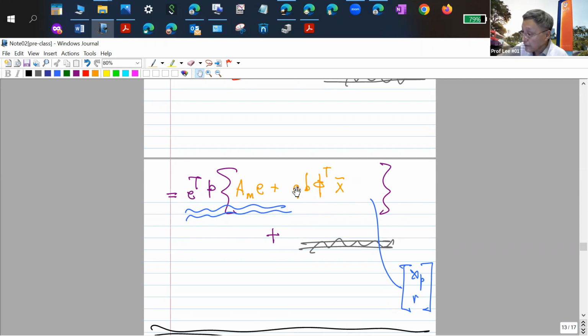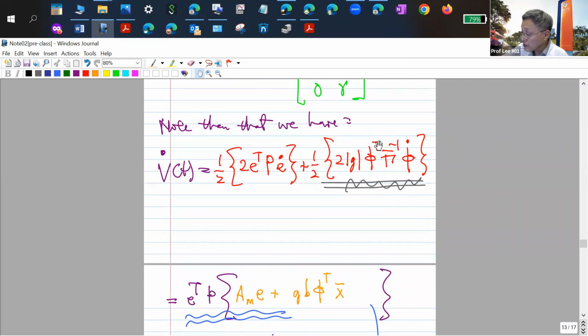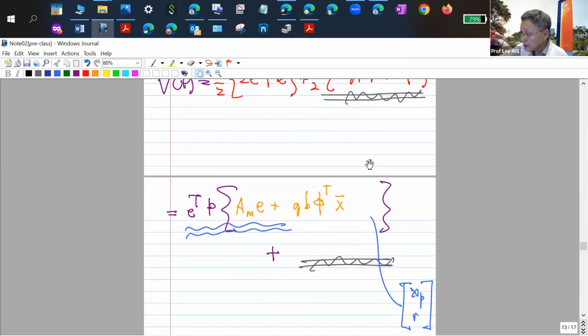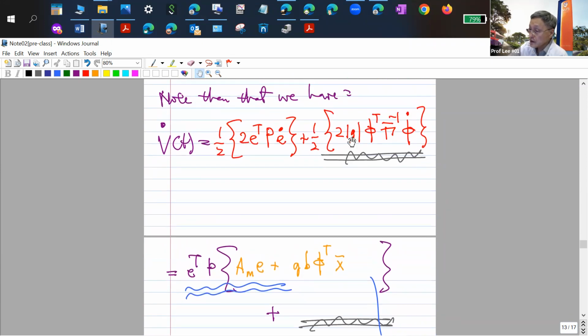This part I've expanded because this is E dot. This other part, let me leave it alone first, so I let it remain down here. Now that I've done this, let me carefully look at this first part. I will still come to this other part, but let me just look at this first part.